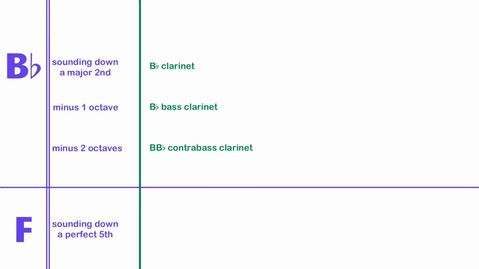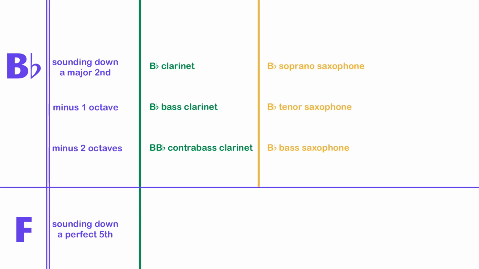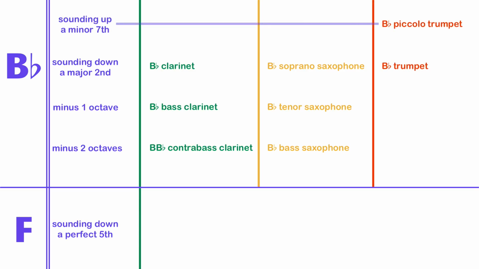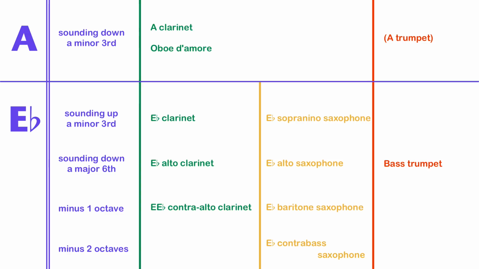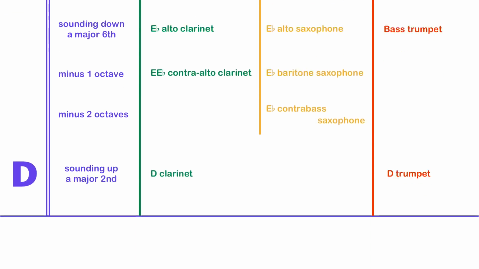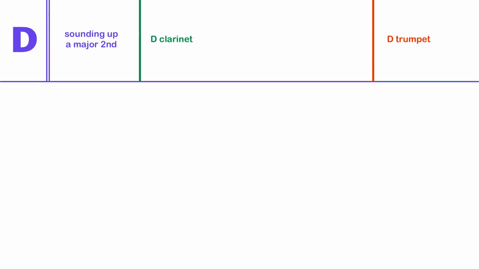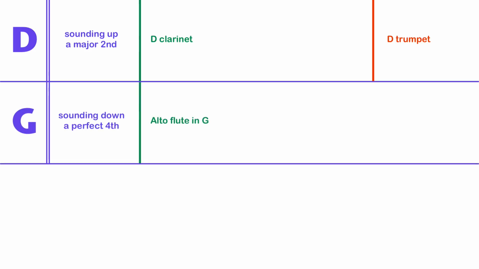That will cover the B-flat clarinet, bass clarinet, and double B-flat contrabass clarinet, the soprano, tenor, and bass saxophones, the B-flat trumpet and the piccolo trumpet, numerous band instruments, plus the French horn, the English horn, and the basset horn. Then you can add transpositions in the key of A for both the A clarinet and the oboe d'amore, and in the key of E-flat for reading the E-flat sopranino clarinet and saxophone, the alto clarinet and the alto sax, the baritone and contrabass saxophones, numerous additional band instruments, and the bass trumpet. D-transposition is useful for high clarinet and trumpet models as well, and G-transposition works for alto flute.